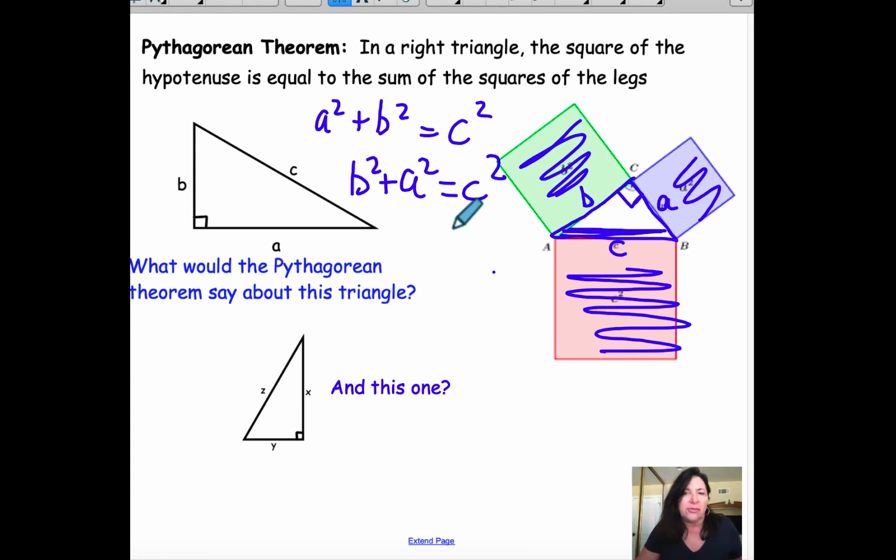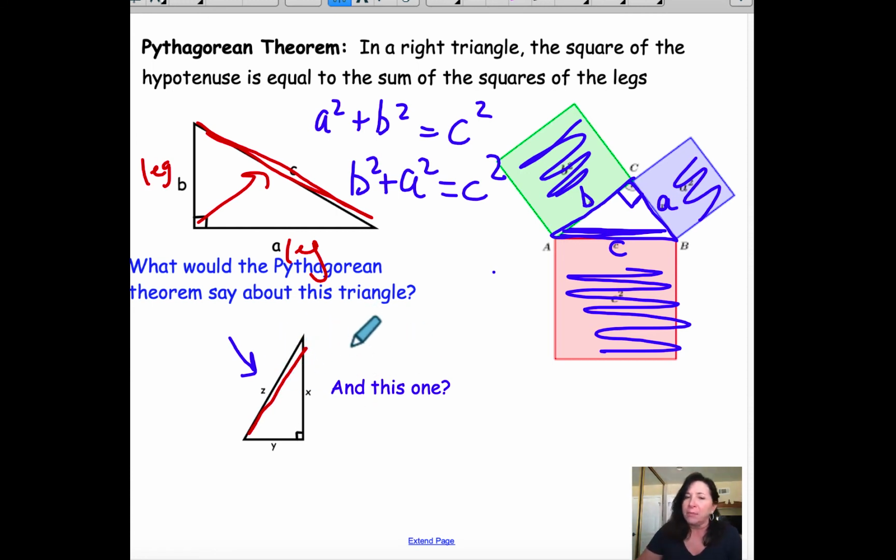And I can even use different letters, like in this problem down here. It looks like my hypotenuse is z. So it's always going to be a leg squared plus a leg squared. My legs are not the hypotenuse. This is a leg. This is a leg. The hypotenuse is opposite the right angle, always. So yes, the letters are going to change, but nothing else does. So this is z, that's my hypotenuse. So I can say x squared plus y squared is equal to z squared.